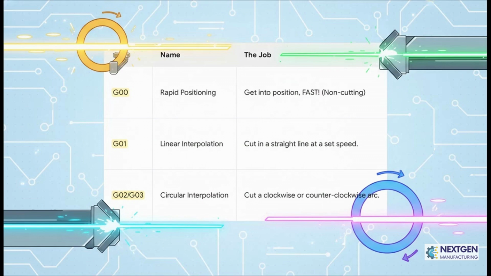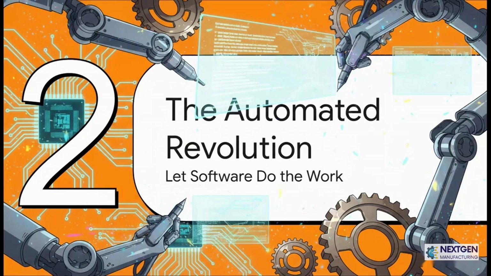And here's the really powerful part. With just those basic building blocks, a straight line and a curve, you can literally create almost any shape you can think of. Okay, I know what you're probably thinking right now. Wait a minute. Does somebody have to sit there and type out thousands of lines of this stuff by hand for a really complex part?